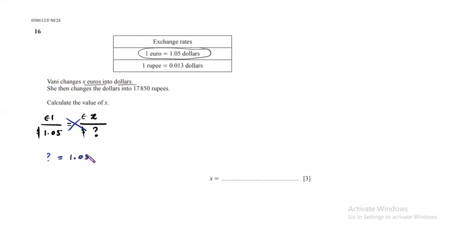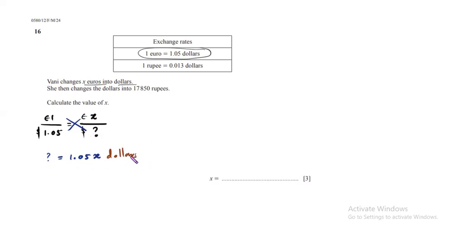That becomes 1.05X. We can forget about all these currency symbols. So this amount is going to be 1.05 times the number of euros, because X is the number of euros. This will give us the answer in dollars. Now I have converted into dollars.